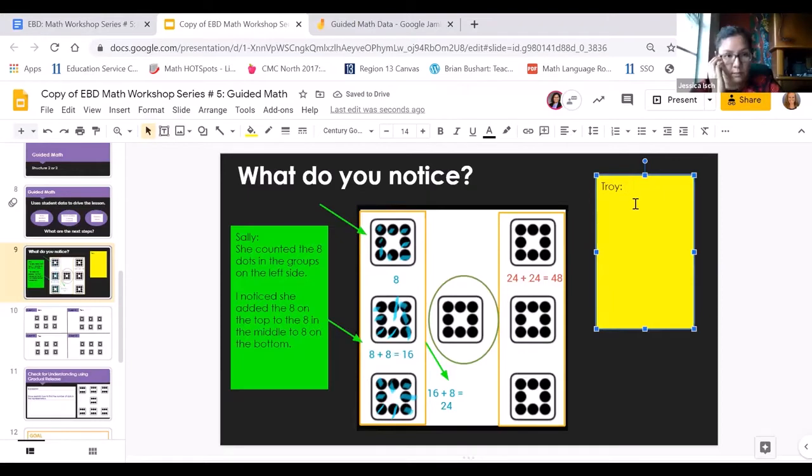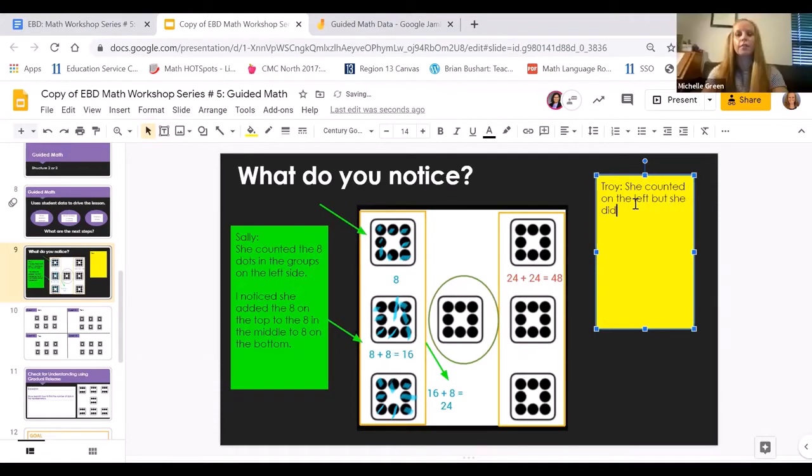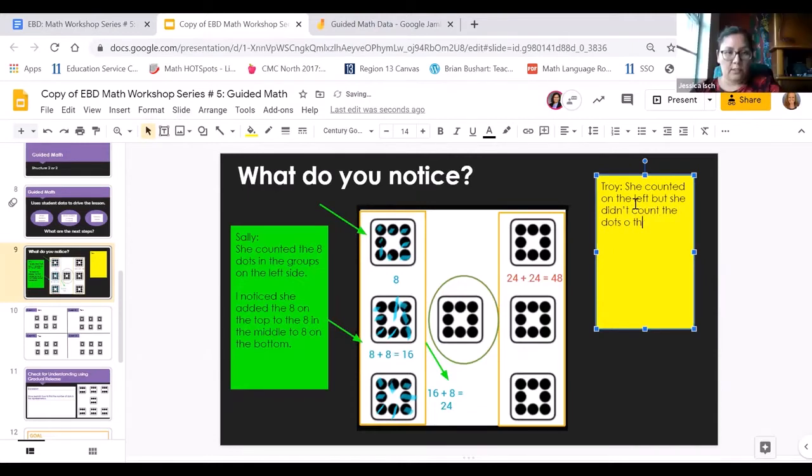So I noticed the same thing Sally saw, that she counted, but then when she got to the right side, she didn't count because she already knew that there was 24 there. Oh. So she knew it was a mirror. So if there was 24 on one side, that means that there was 24 on the other side. So she added those 2.